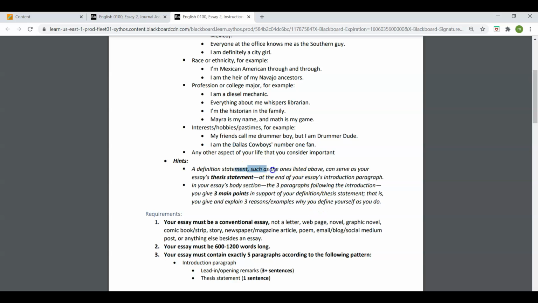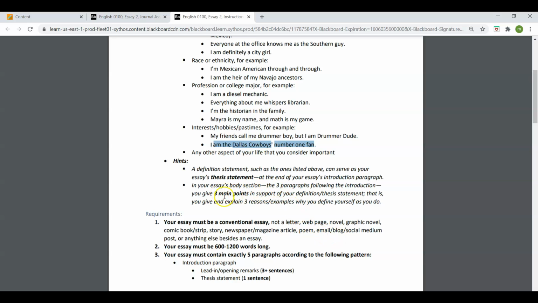So hence, your definition, such as the ones listed above, can serve as your thesis. That's what I said, right? That is your thesis statement. And in the essay's body section, that's what I meant, obviously, in the body of your essay, the 3 body paragraphs, right? In those paragraphs, you are going to support your thesis statement, right? So, for example, this Dallas Cowboys person, right, #1 fan, will show in 3 ways that person is a Dallas Cowboys fan, okay?